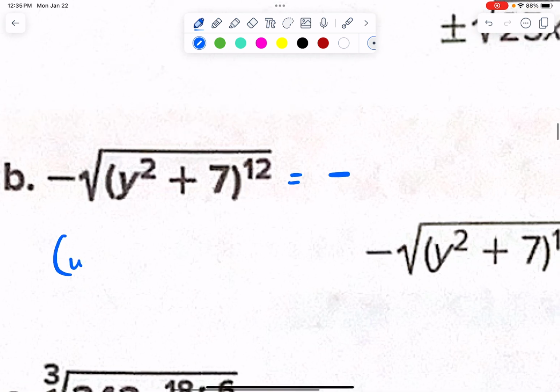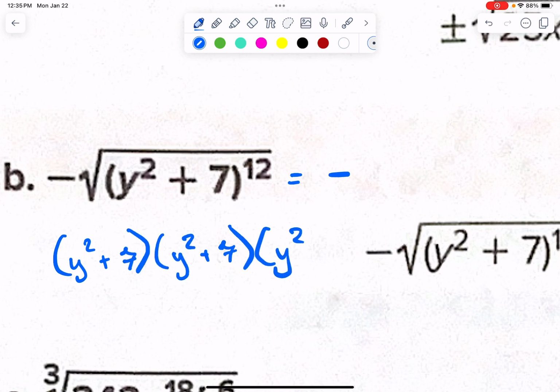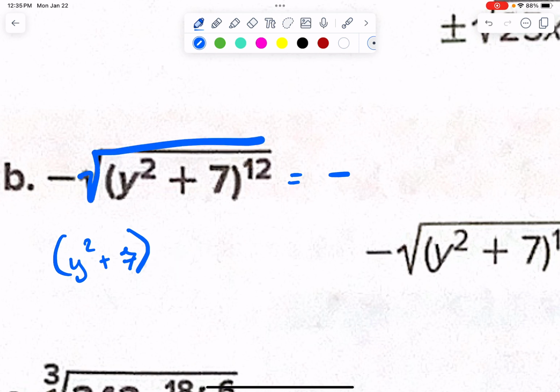So it's like saying y squared plus 7 times another y squared plus 7 times another y squared plus 7, 12 of them. You don't have to write this down. That's what that means, right? 12 of them. So this square root is asking, how many of these do I have to multiply times themselves to get 12 of them, right?